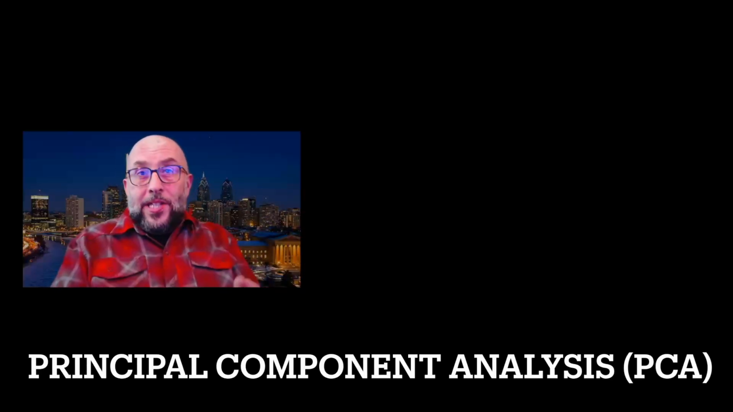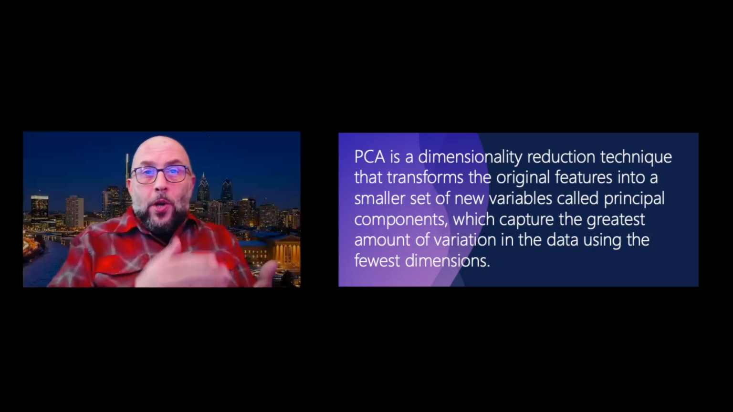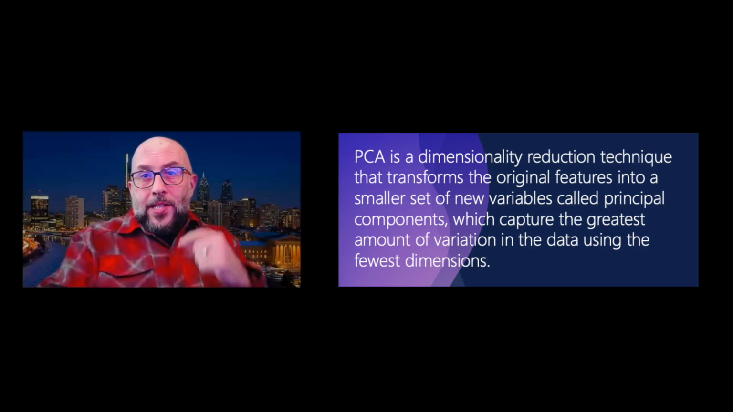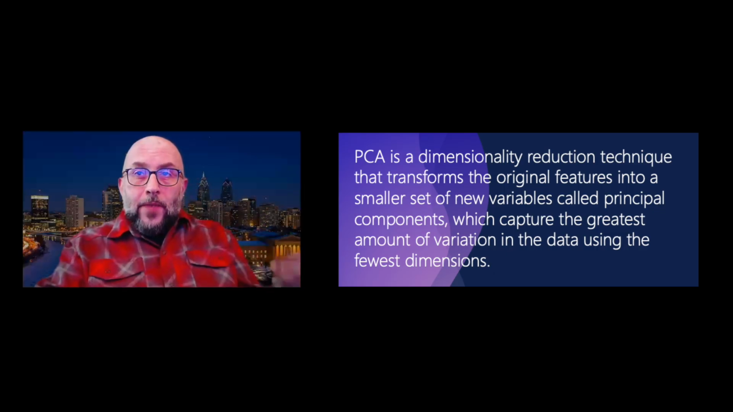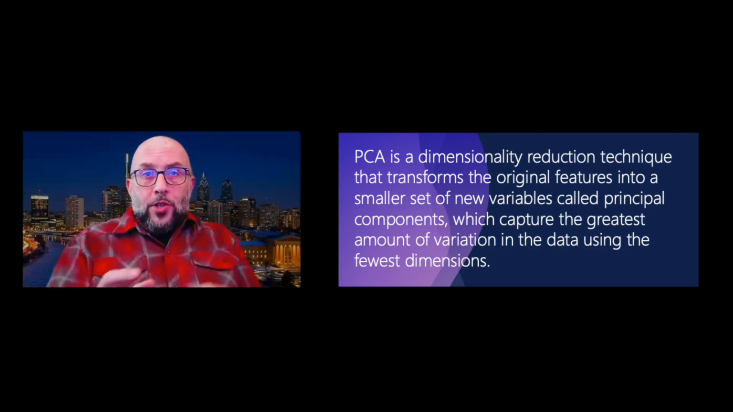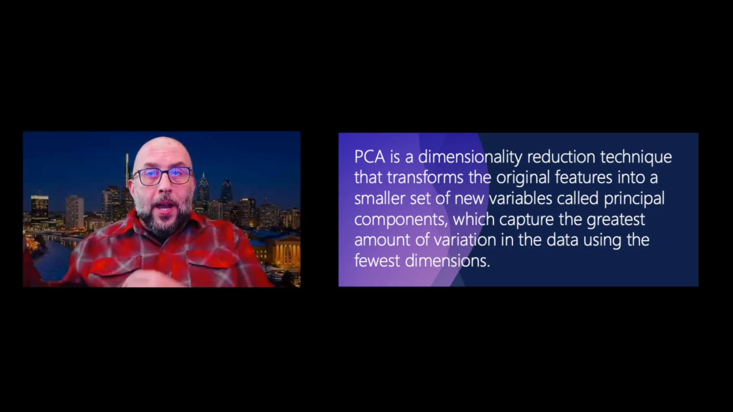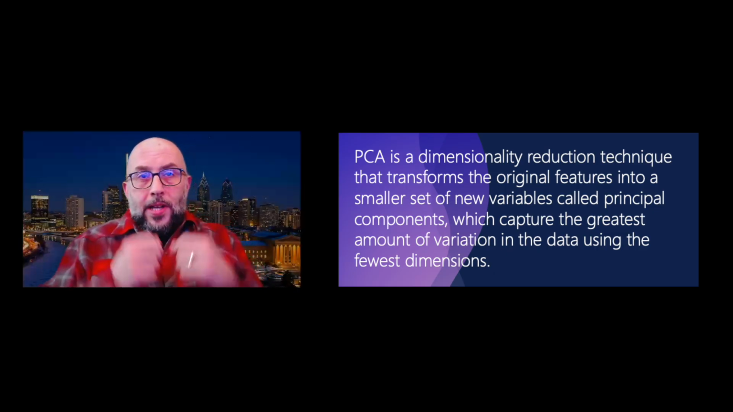Starting with PCA, Principal Component Analysis. PCA works by finding the directions in the data where variance is highest, and it rotates the feature space so that those directions become the new axes. The first principal component captures the most variation, the second captures the next most, and so on. In practice, PCA helps visualize high-dimensional data and can reduce noise, but it doesn't always improve classification performance, as we'll see in this project.